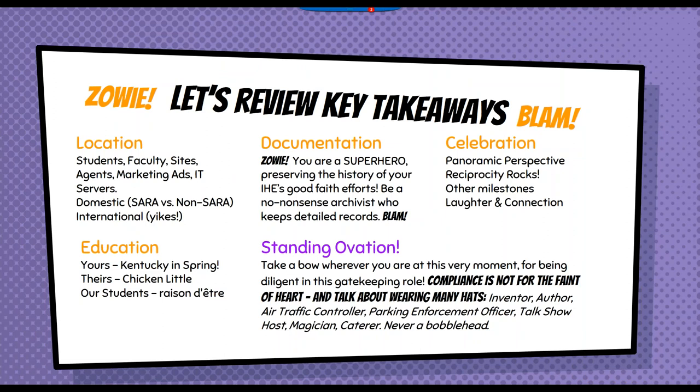So, the four action steps to add to your toolkit. I had my map, I had the internet, I had Outlook, and I'm also adding location, documentation, celebration, education. You get the concept here. You see it all. It's pretty much easy to consider. But when I think about panoramic under celebration, this idea of a panoramic perspective, it's really important to have an unobstructed view in all directions. We have to be that panoramic view of what's going on.